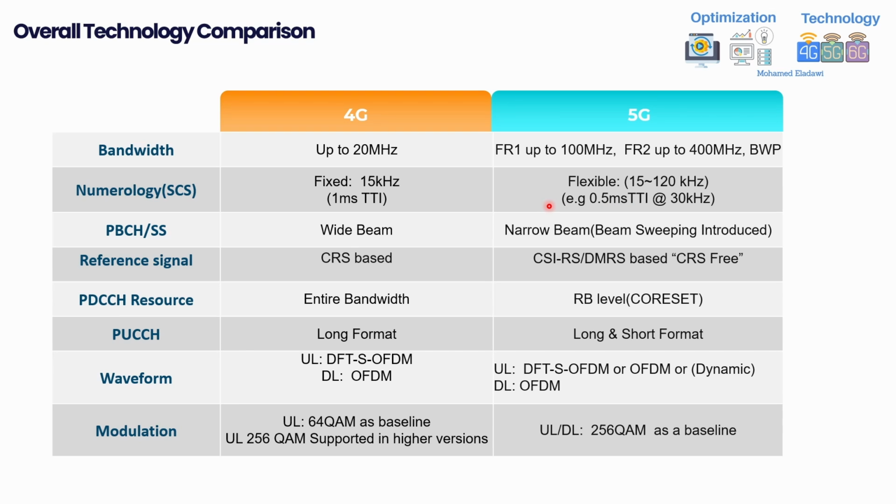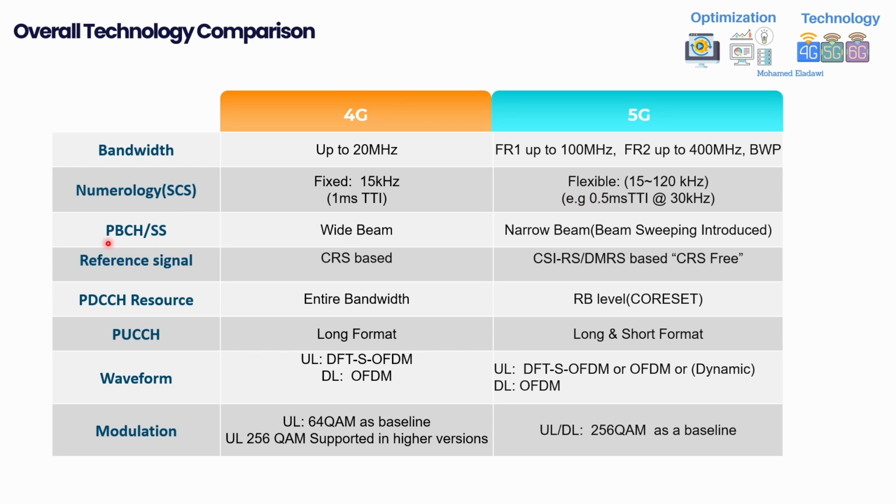The symbol length is equal to 1 divided by SCS. That means whenever you have a higher SCS, you will have a shorter symbol length, and accordingly your scheduling time will be much less. For example, in 30 kilohertz, the transmission time interval is only 0.5 milliseconds, which is half of 4G. This can improve the latency. You can have quicker scheduling and so on. This is one of the things. So this is for the numerology part.